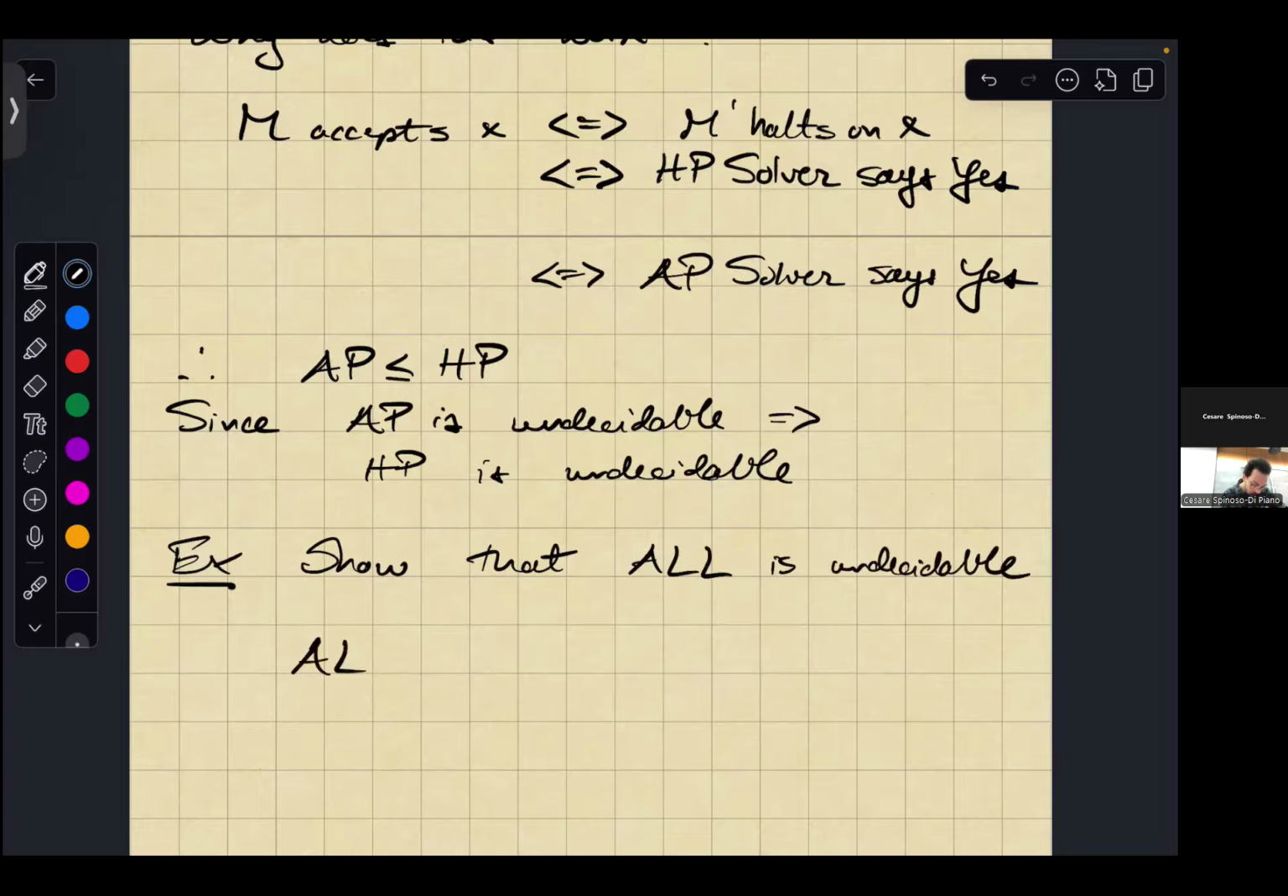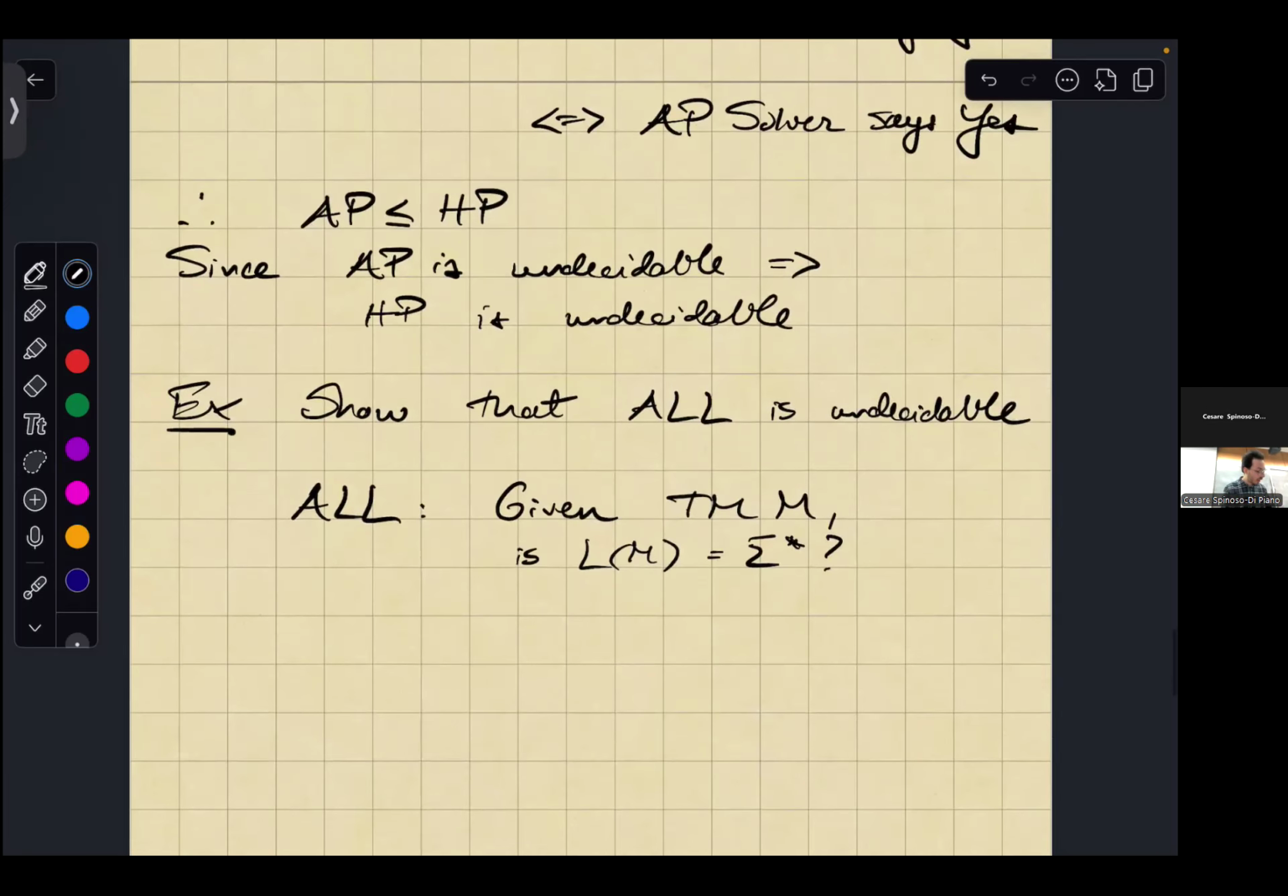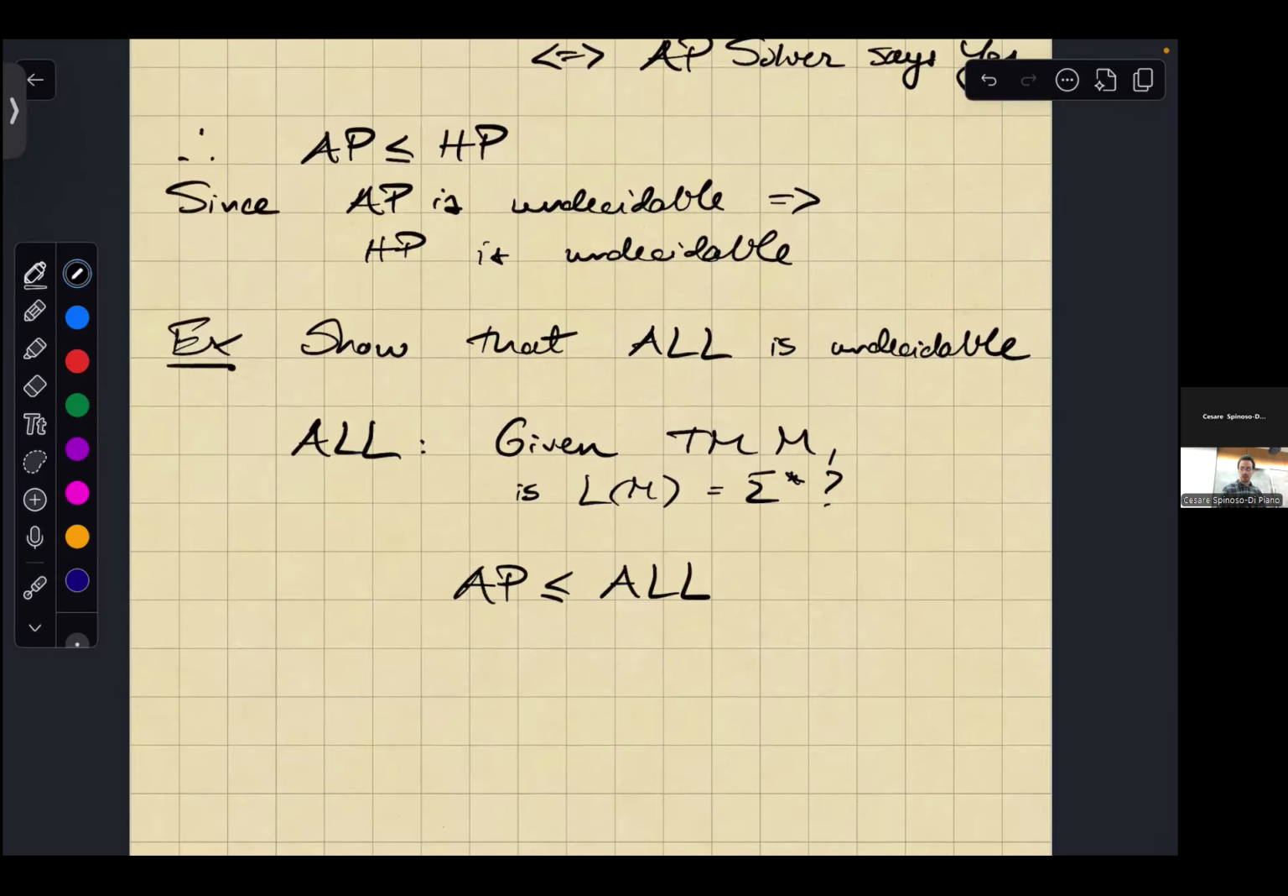So what is the all decision problem? The all decision problem says if I'm given a Turing machine M, I want to know whether L of M is sigma star, right? So I want to know whether M accepts everything, right? And so intuitively, this is probably undecidable because the acceptance problem was undecidable, right? And all sounds like it's harder than AP because in all, you want to check whether the Turing machine accepts everything, right? So what I'll do is I'll let you try for a few minutes to come up with a reduction for AP to all. Okay. So I'll give you maybe three minutes.